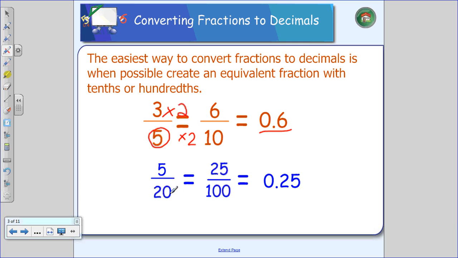5 over 20, I can multiply the 20 times 5. 5 times 20 is 100. And then I have to multiply the top by 5 as well. 5 times 5 is 25. 25 over 100 is 25 hundredths.